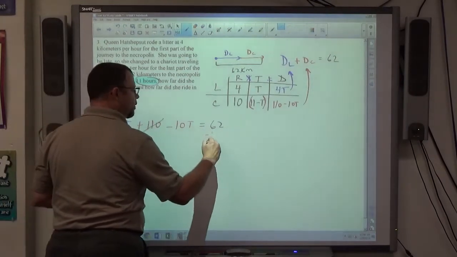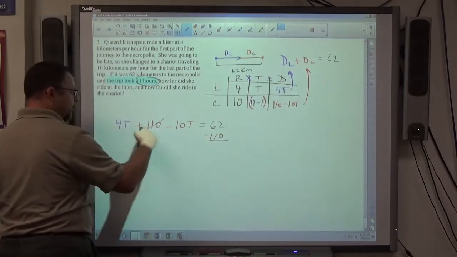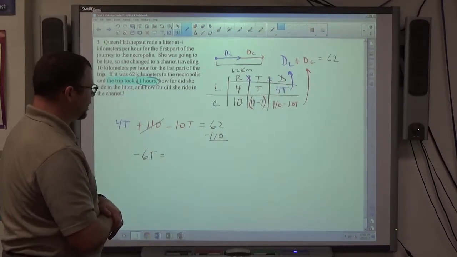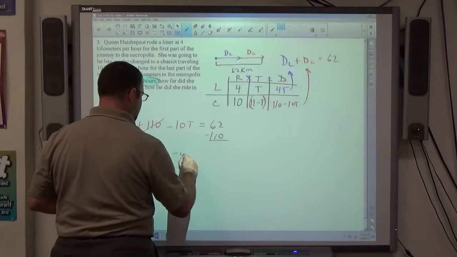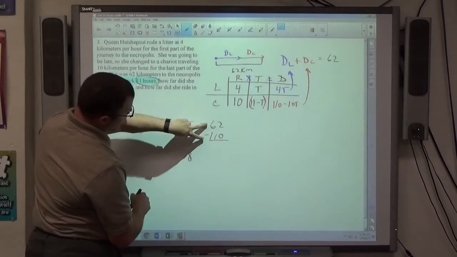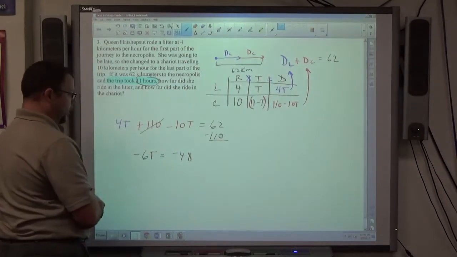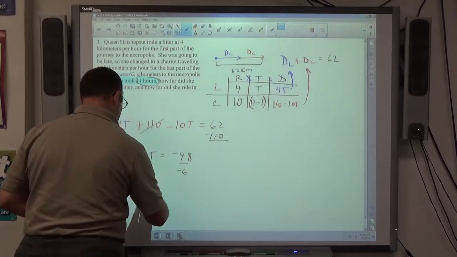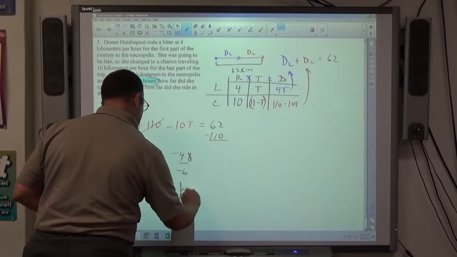Move the 110 over to this side to get all the numbers on one side. 4t minus 10t is negative 6t. 62 minus 110 is negative 48. Subtracting there because the signs are different, negative because 10 is bigger. Subtracting because the signs are different, negative because 110 is bigger. Divide both sides by negative 6. We end up with t is equal to 8 hours.